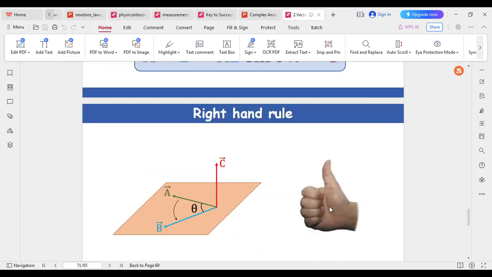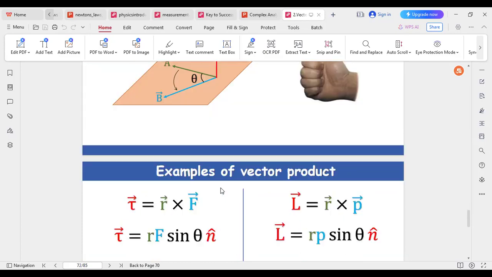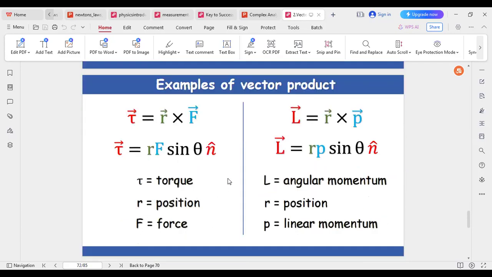Now, how do we indicate the direction of the vector product? This is the right hand rule. The included angle will be theta, but the resultant will be C. So the direction will be like this, by the right hand rule. Similarly, torque is an example of the vector product. You must know torque equals the position vector cross the force. So tau equals r F sin theta, and this theta indicates the direction of tau.